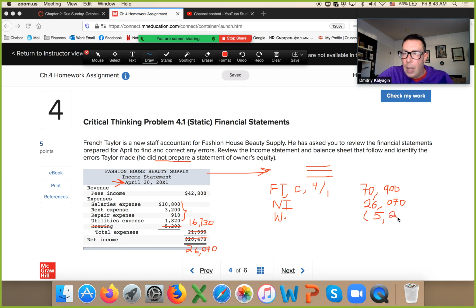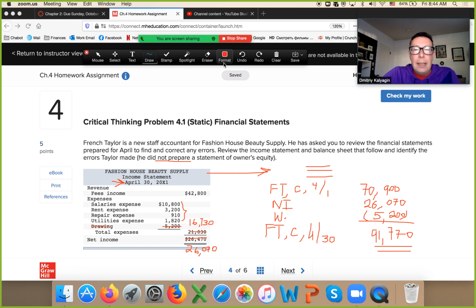5,200. And so when we take the beginning capital plus net income minus withdrawals, we're gonna get French Taylor capital for April 30th. And that's the last line of this statement. And this is the amount of capital I need to use on the balance sheet. Okay, so we take $70,900 plus 26,070 minus 5,200, we get 91,770. So this is your capital that we will use on the balance sheet at the end of the month.